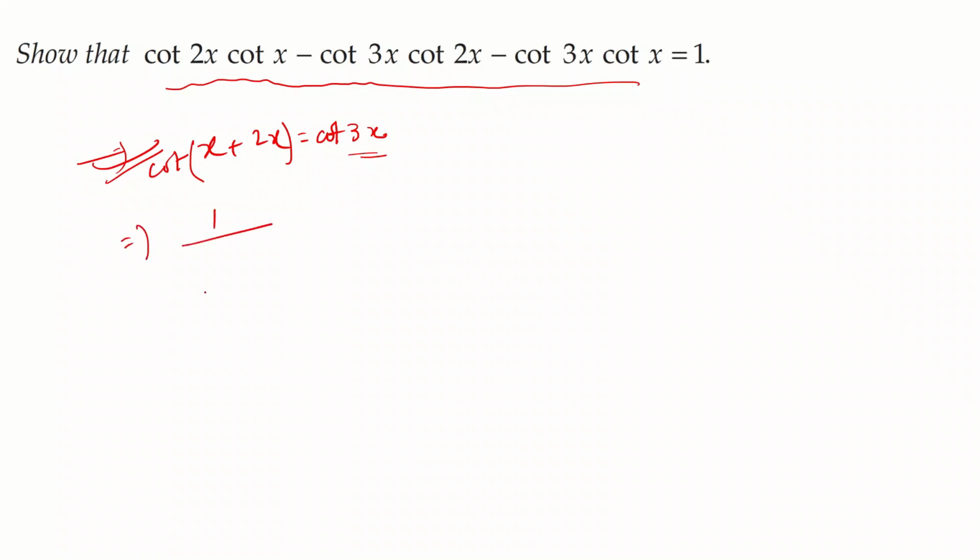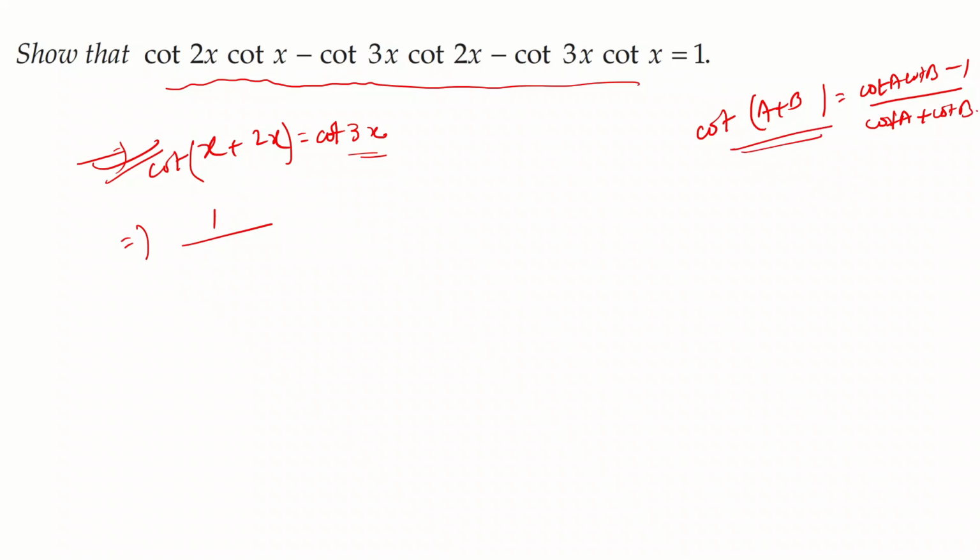Or if you want, we can also write the formula. I leave it to you to determine or derive the formula. Cot of A plus B is cot A cot B minus 1 by cot A plus cot B. So this is the formula. You try to just figure it out yourself. I give you a hint.